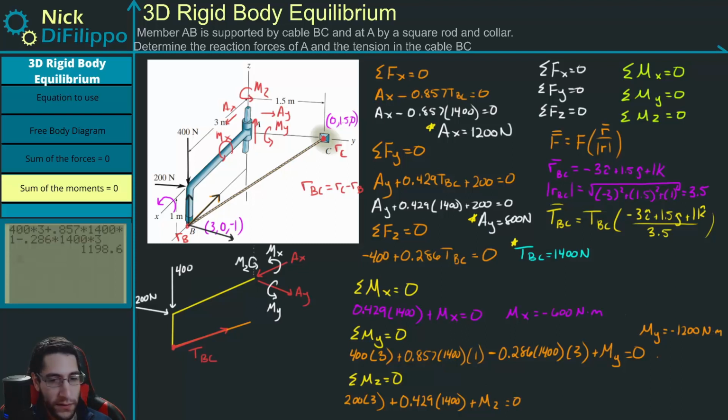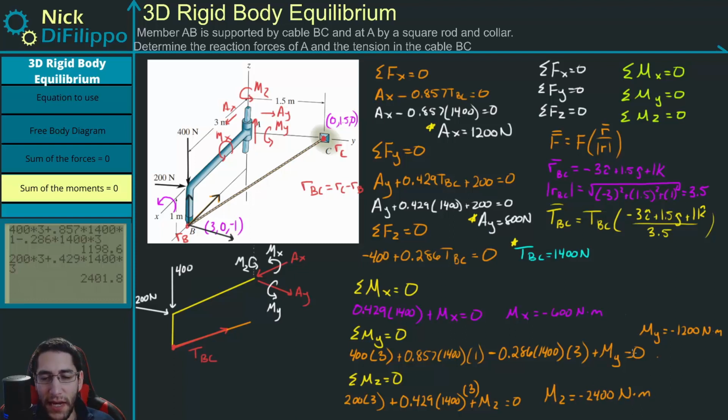And we can solve for this. 200 times 3 plus 0.429. So I forgot this distance right here. This distance right here, I think I said it, is 3 meters. So I still need that 3. So 2400. Mz, my reaction moment z, is equal to minus 2400 Newton meters.